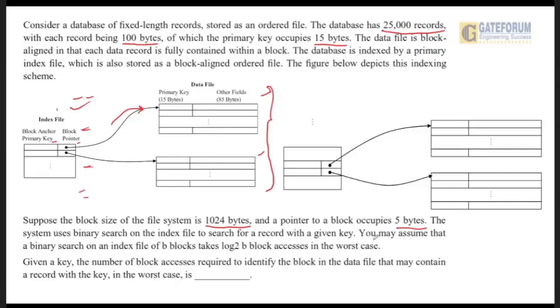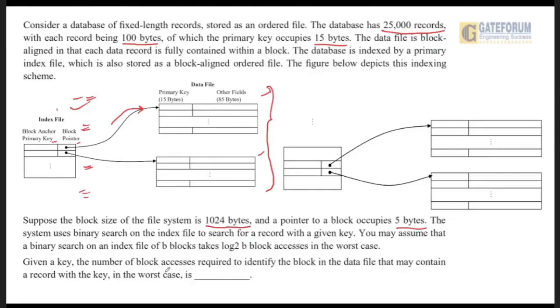Now it has been mentioned that you may assume that a binary search on an index file of B blocks. It is mentioning that suppose there are a total of B index blocks. So whenever you perform binary search, how much time will it take? Log of B base 2 block accesses in the worst case. Now it is asking that given a key, the number of block accesses required to identify the block in the data file that may contain a record with the key.